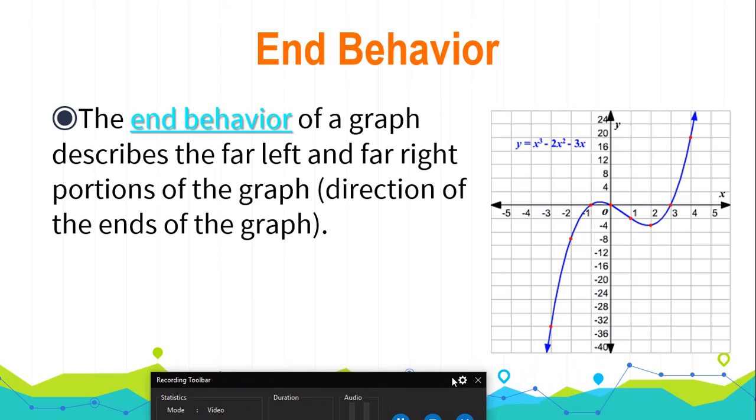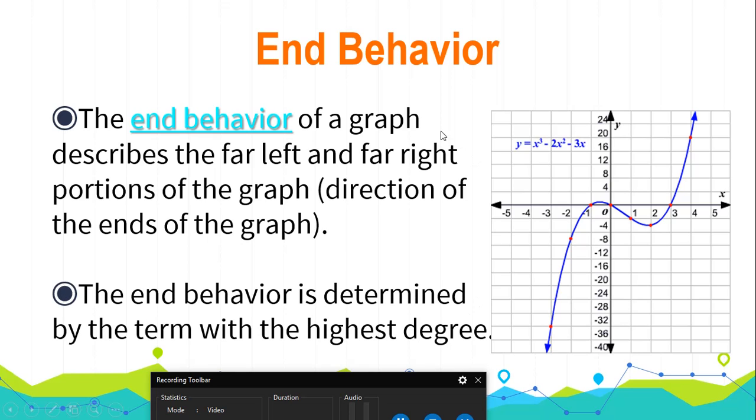Sometimes we also discuss the end behavior of a graph, and it's going to describe the far left and the far right piece of the graph. This is where your arrows are located. So this arrow is one end behavior, and this arrow on the left is the other end behavior. The end behavior is determined by the highest power, and then also the coefficient on the highest power.